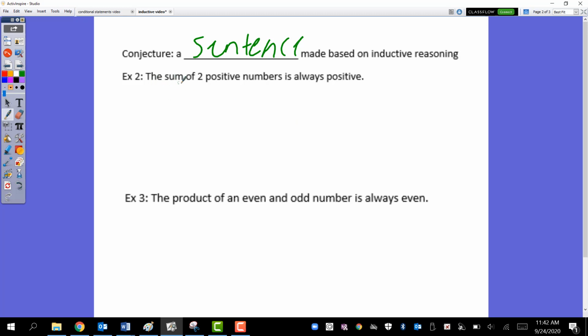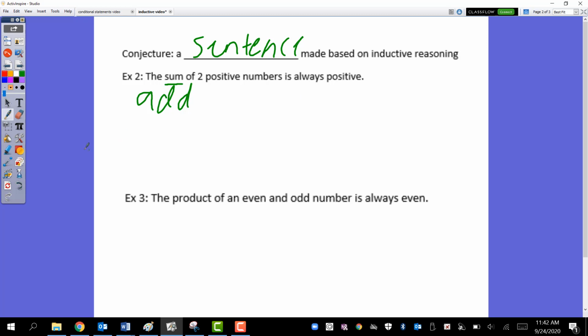It says the sum of two positive numbers is always positive. You would have to give some examples of, is that true or not? First of all, we know that sum, S-U-M, means adding. So when you add two positive numbers, you get a positive number. You just need to come up with two positive numbers, add them together, and see if it gives you a positive.